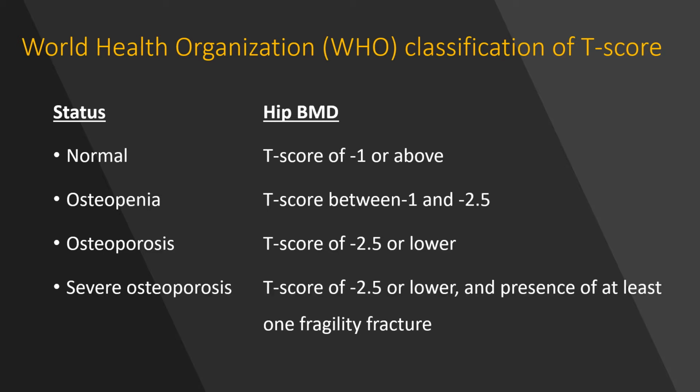And in case of severe osteoporosis, there is a T-score of -2.5 or lower, and presence of at least one fragility fracture either in the hip, the wrist or the spine. So this is the classification of osteoporosis based on the T-score as proposed by the World Health Organization, and you should be knowing it.